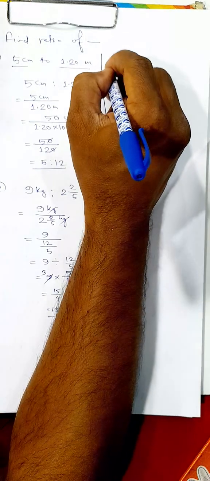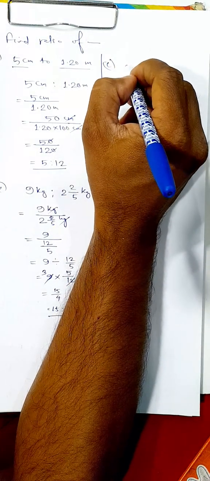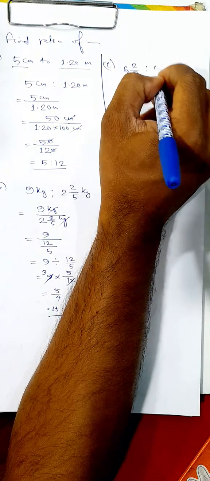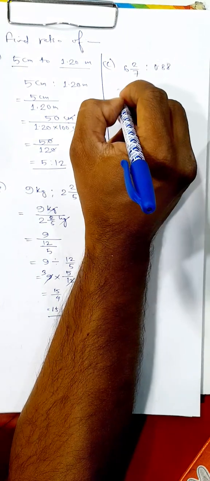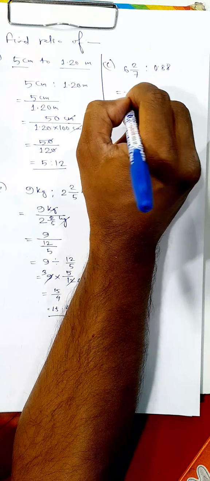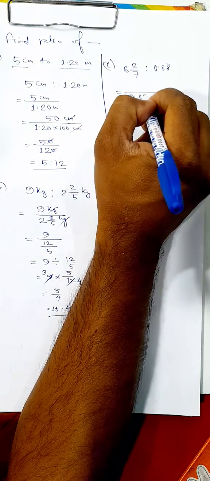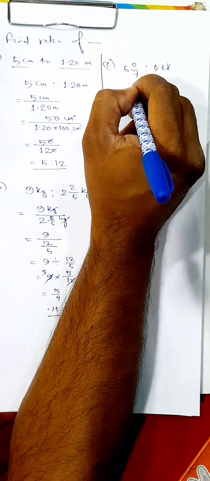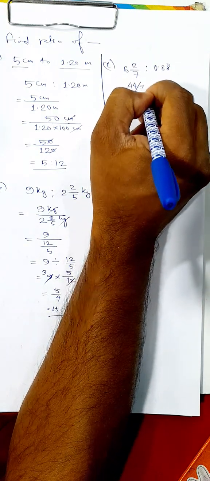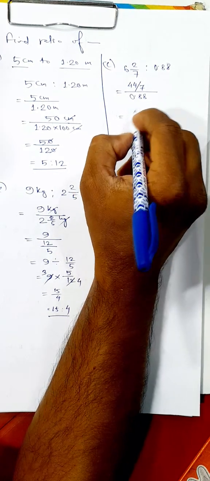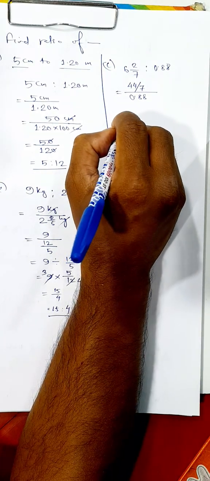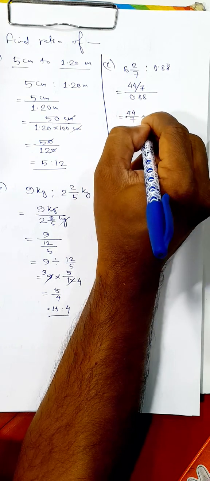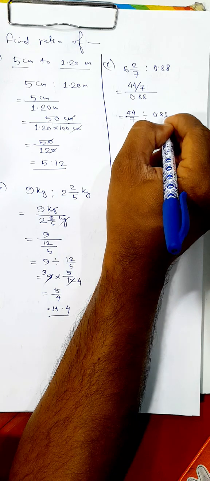Similarly, let's do one more exercise. 6 and 2 by 7 is to 0.88, suppose. Now this becomes 0.88. 6 7s are 42, plus 2, 44 divided by 7. Now 44 by 7 divided by 0.88.